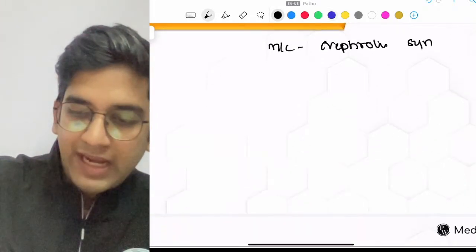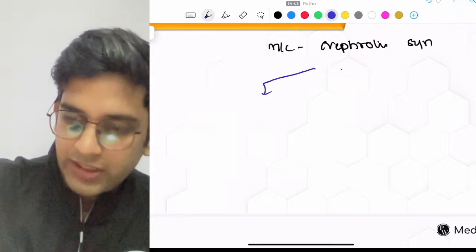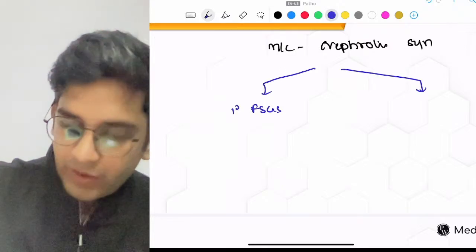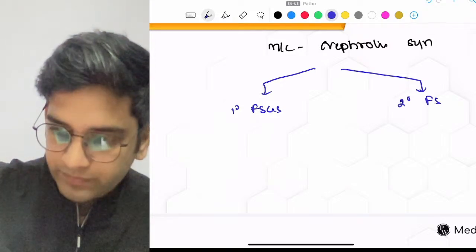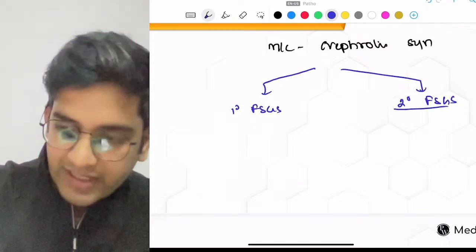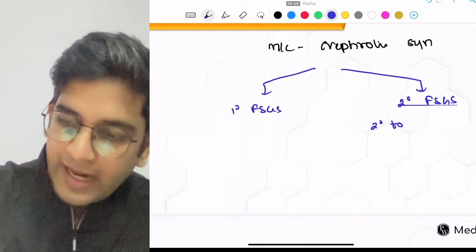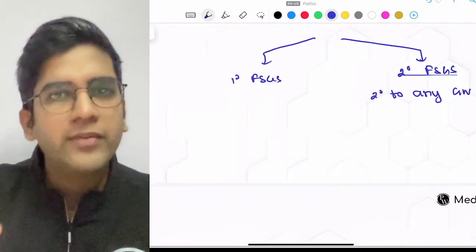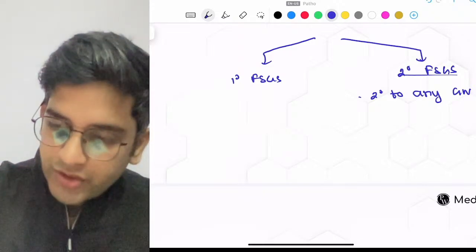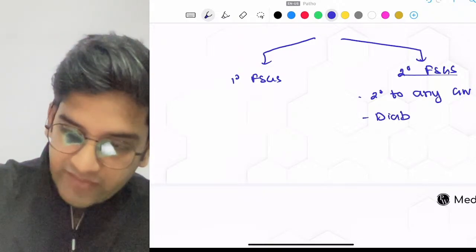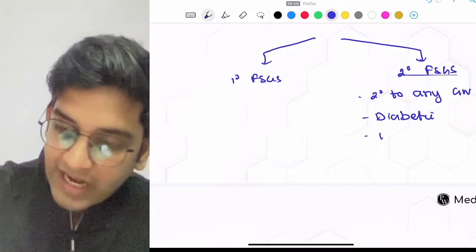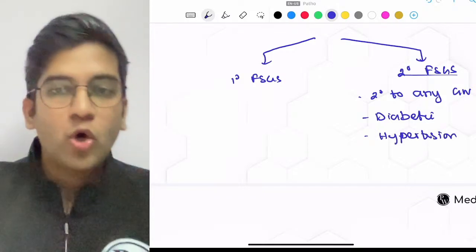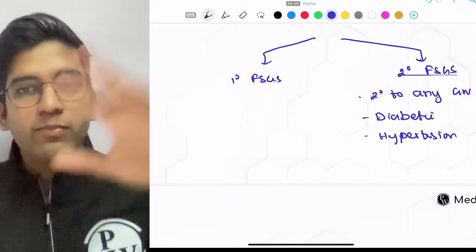So in FSGS, I divide the etiology of FSGS into two broader groups: primary FSGS and secondary FSGS. Secondary FSGS can happen secondary to any glomerulonephritis. Whatever we saw at the start, any of them can result in secondary FSGS. Your diabetic kidney can end up having secondary FSGS. Hypertension can end up having secondary FSGS. So all these are cases where some other disorder can progress to it, right?